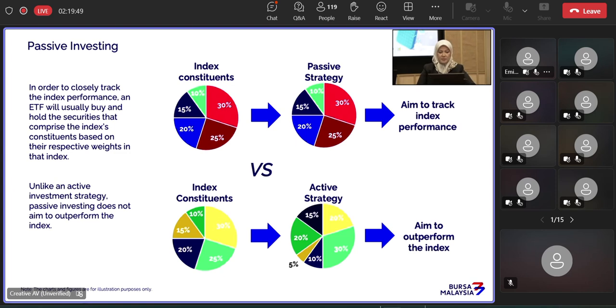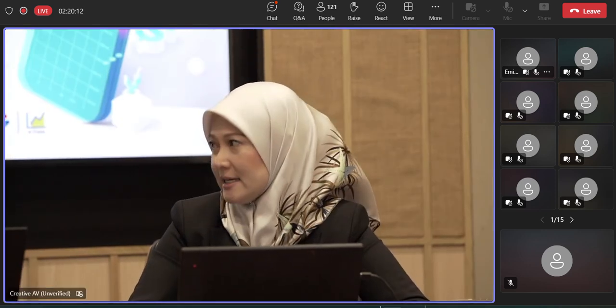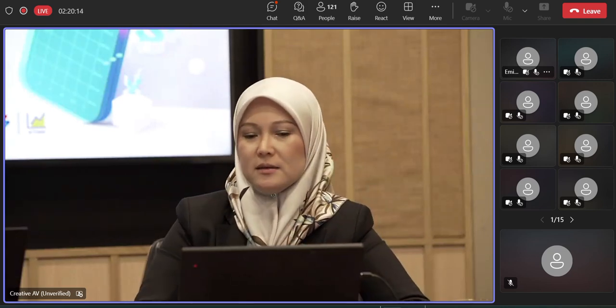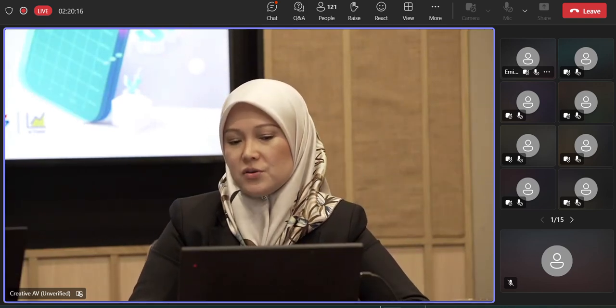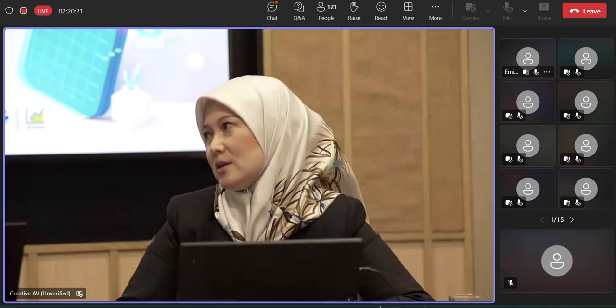unit trust. For example, like the 30 stocks, I can see the below part of the pie chart. So the 30 stocks is basically the exposure to banking stocks, for example. So let's say during that time, the banking stocks actually do not perform very well. So the active strategy is that, I need to reduce my exposure in banking stocks and increase in other sectors, just because you need to outperform the index during that point of time. So that's the differences between passive strategy and also active strategy with regard to ETF versus unit trust.